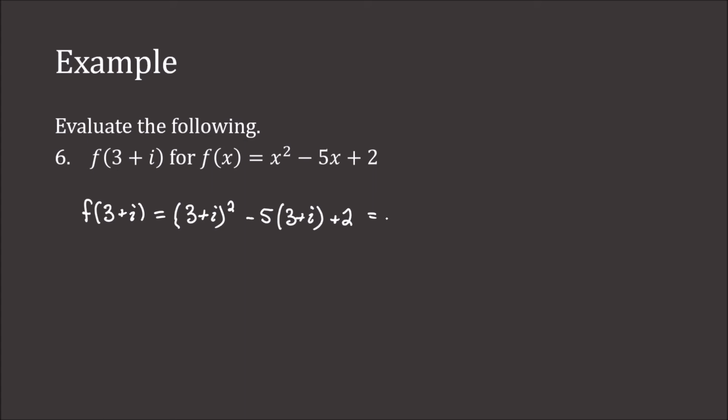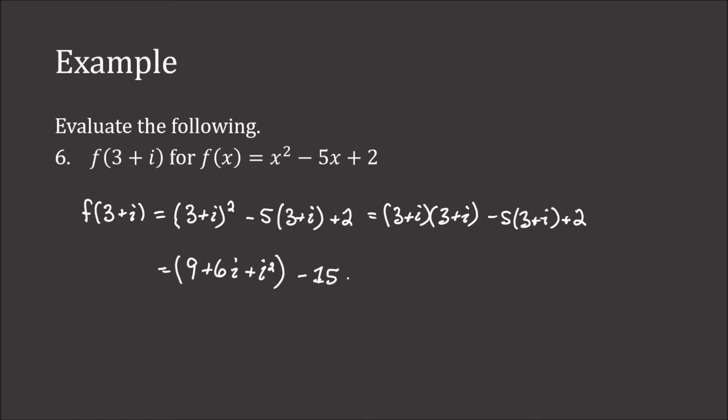is the same as saying 3 plus i times 3 plus i, and I'll leave the rest of it the same. Okay, now let's actually go out and do the complex arithmetic. So we'll have 3 times 3 is 9. Then we have 3i plus 3i, which is plus 6i, plus i squared. Then we'll have minus 15 minus 5i, and then that plus 2 still floating around.